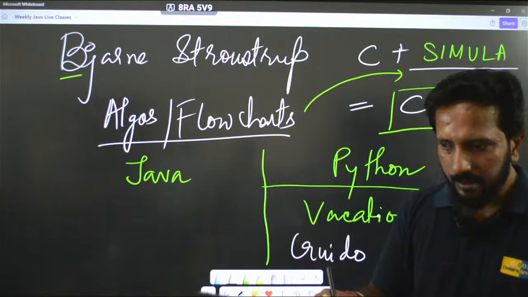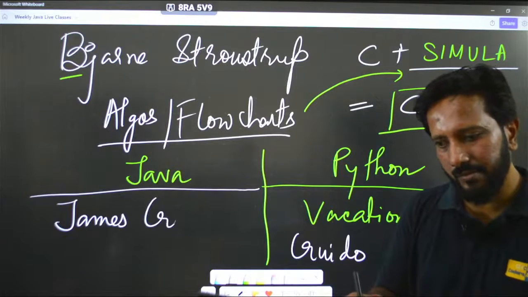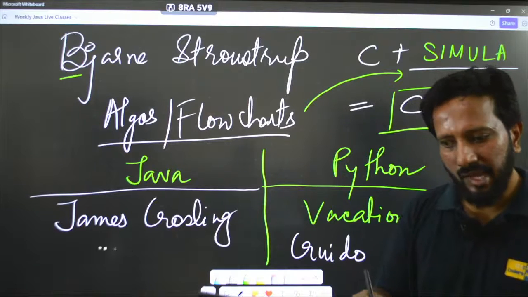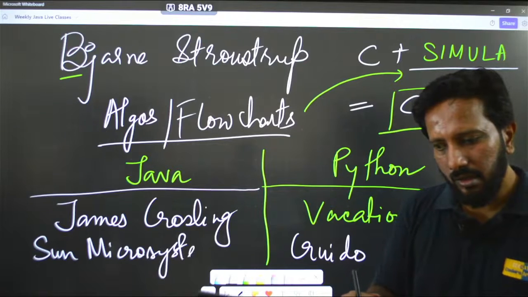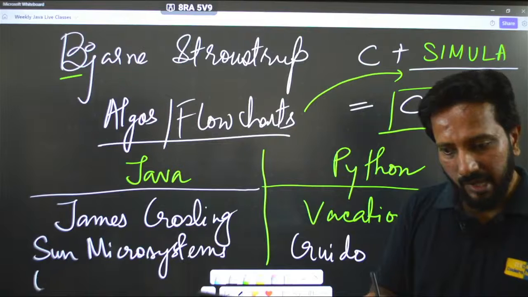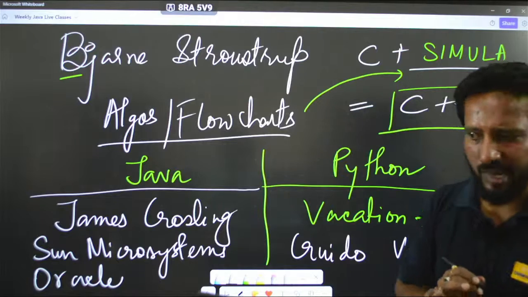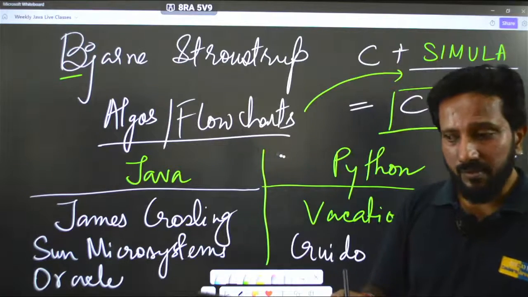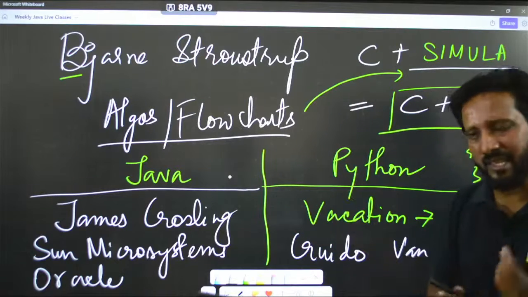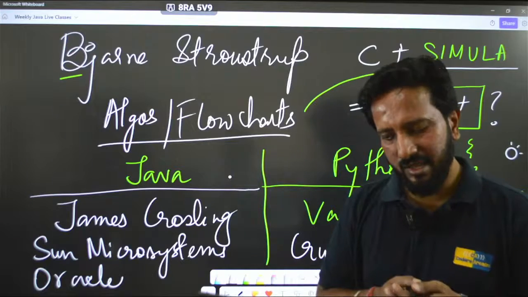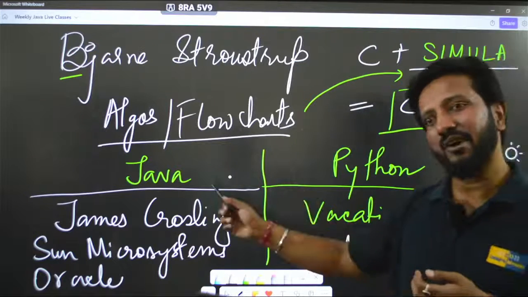And Java was designed by James Gosling in the Sun Microsystems lab, and it is now owned by Oracle. Fine, these things you have to know about these two programming languages. And as I said, can you tell me, guys, which one is older? Is Java older or Python older? You have to tell me in the comments which one is older. Is it Java or is it Python?